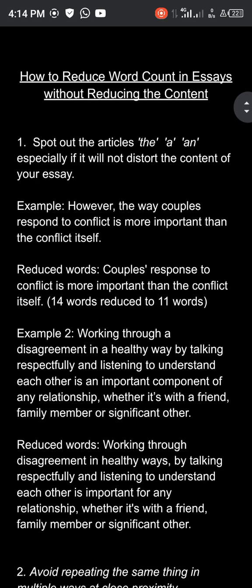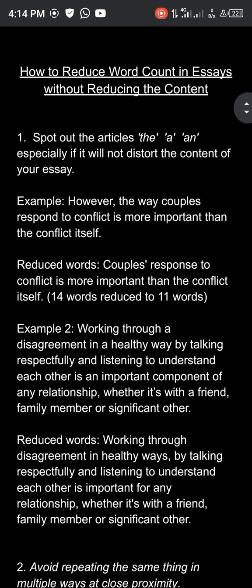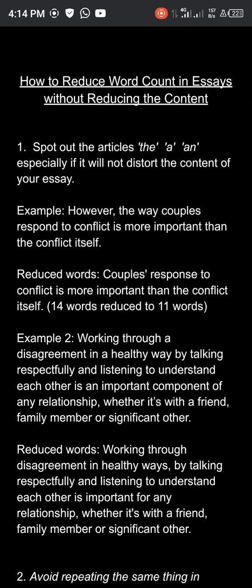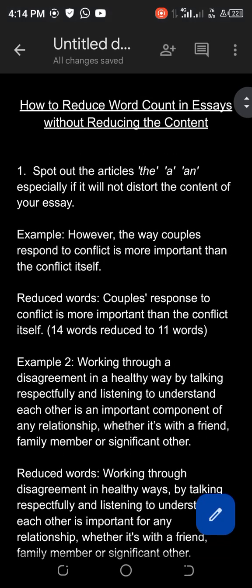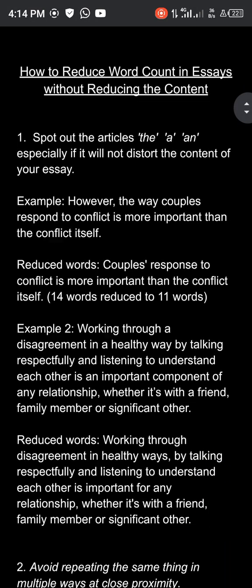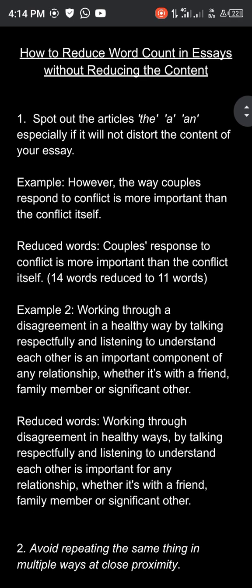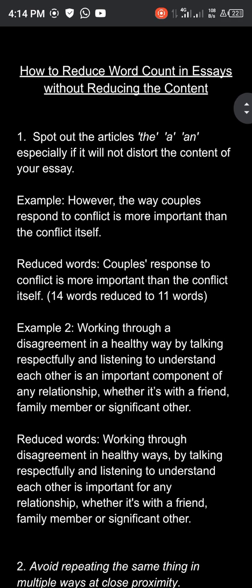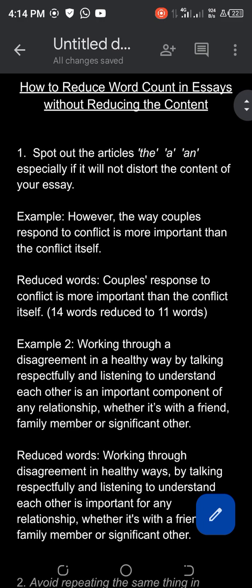I just devised so many tips that helped me to reduce my words. In fact, the word count even reduced. It was even a little bit below 500 words, yet none of the content was affected or distorted. So now I want to look at these tips I use that really helped me. I want to share it with everyone. So we are looking at how to reduce word counts in essays without reducing the content.